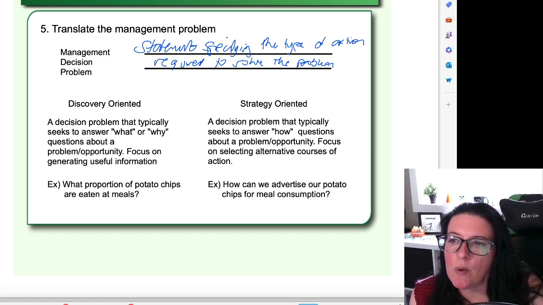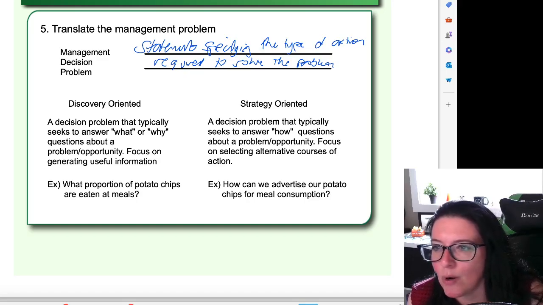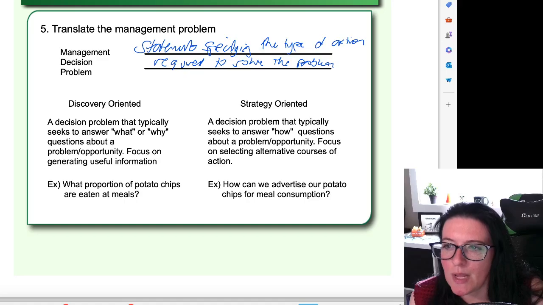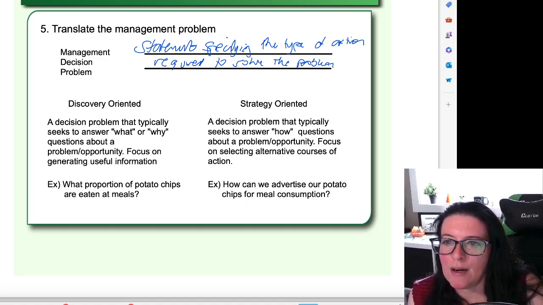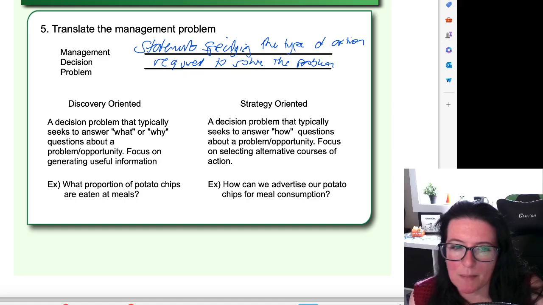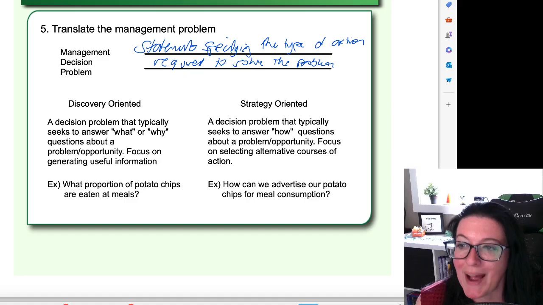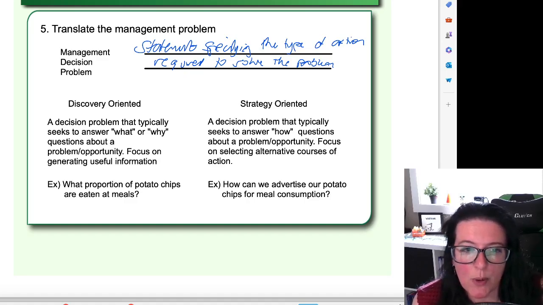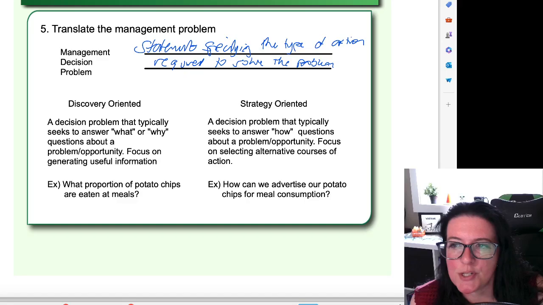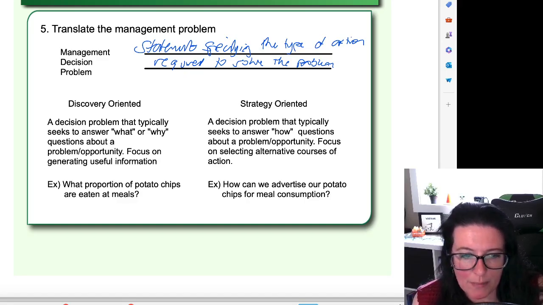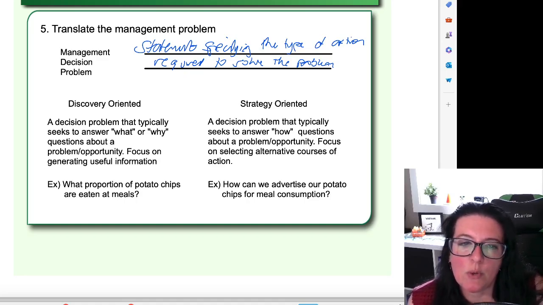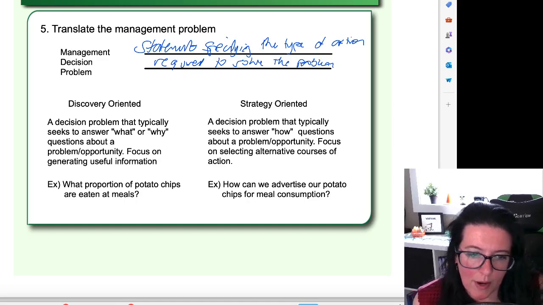And so we want the research question to really answer a how. How can we do something, as opposed to just a statement of facts? It instead looks at actions itself. So we want to move towards more of a strategy-oriented decision problem if possible. Although if you have an unplanned change you're dealing with, then you might be more discovery-oriented.